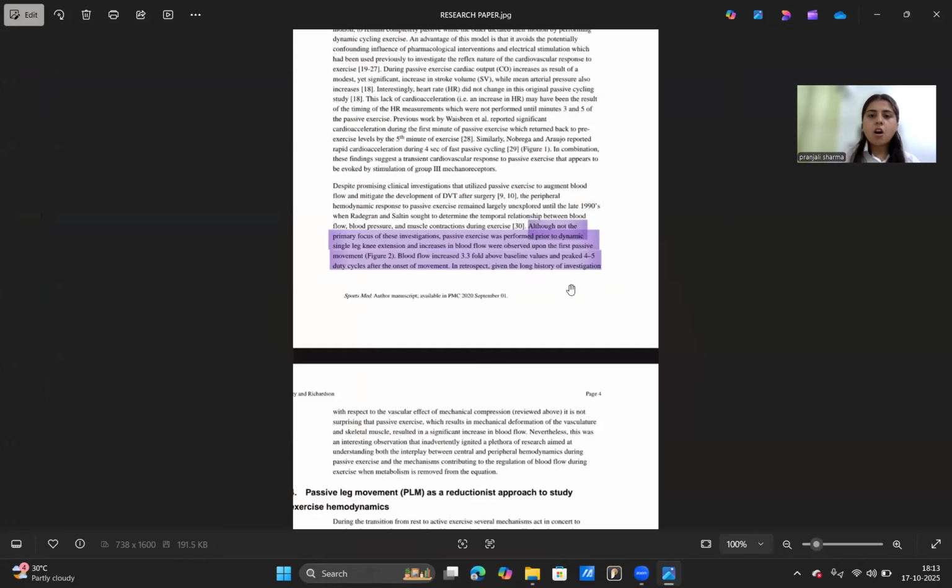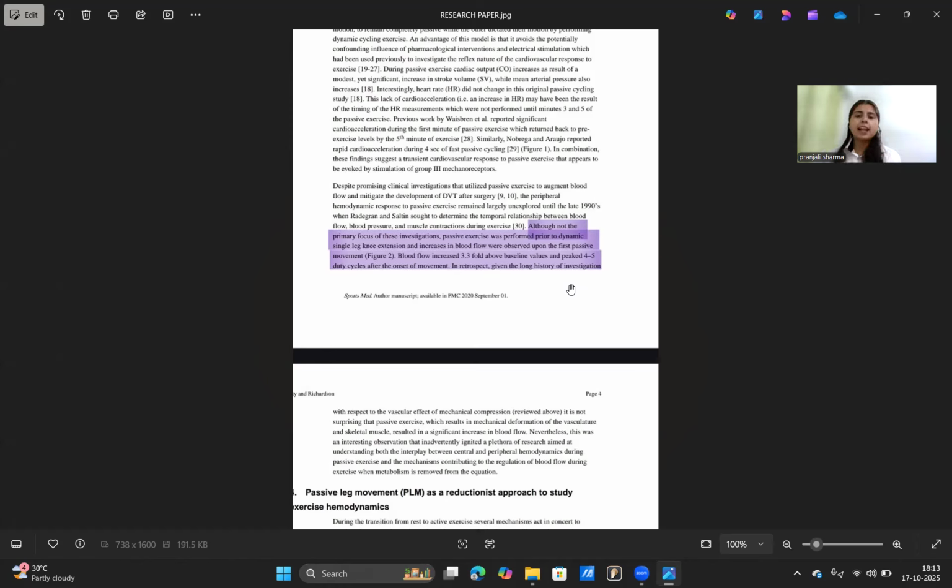So the line says, although not the primary focus of his investigation, passive exercise was performed prior to dynamic single leg knee extension and increases in blood flow were observed upon the first passive movement. Blood flow increased 3.3-fold above baseline values and peaked 4-5 duty cycles after the onset of movement. So this research paper is from HHS Public Access by Joel D. Trinity and Russell S. Richardson.